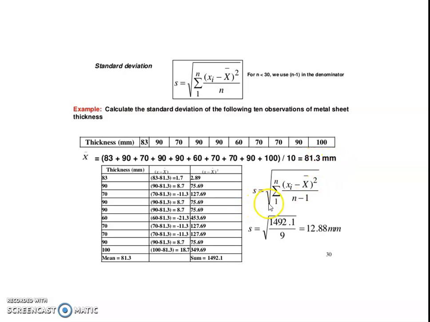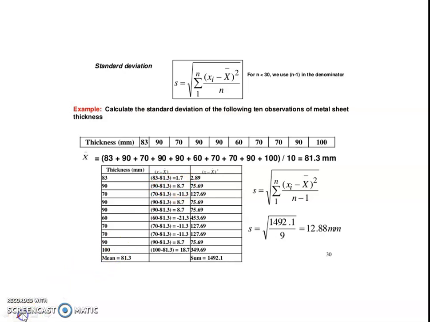Now our standard deviation formula is the square root of summation xi minus x bar whole bracket square upon n minus 1. Why do we take n minus 1? Because n is less than 30. So n minus 1 is 10 minus 1, 9. Square root of 1492.1 over 9, where we have to derive xi minus x bar square. Let us check. Here 81.3 mm is the x bar. So 83 minus 81.3 is 1.7.